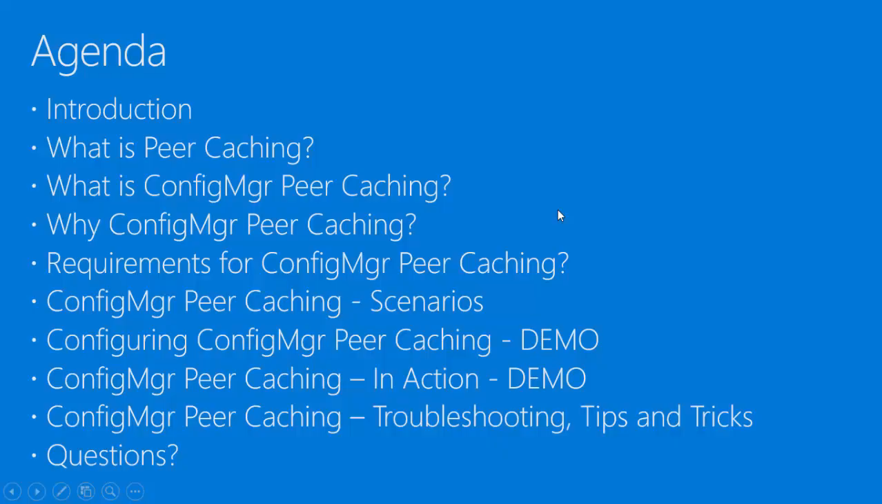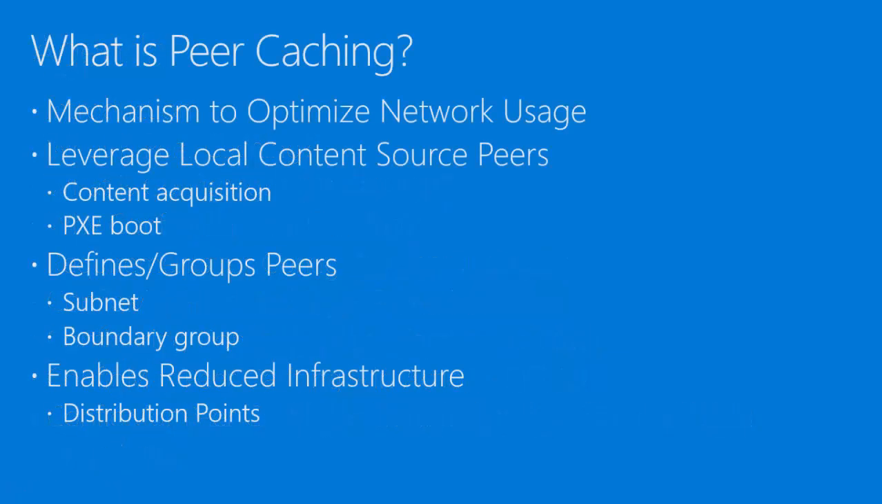A bit of an agenda as we get started. So, want to talk about what is peer caching? Most of us probably already know that, but we'll talk about it anyway. What is ConfigMgr peer caching specifically, and then why do we care about peer caching in ConfigMgr? Some of the requirements for setting up ConfigMgr peer caching, talk about a couple of scenarios briefly, then get into the demo part where we'll spend most of our time to talk about configuring peer caching in ConfigMgr, then see peer caching actually work in action in depth, and then wrap up talking about some troubleshooting, suggestions, tips, and tricks, and so forth.